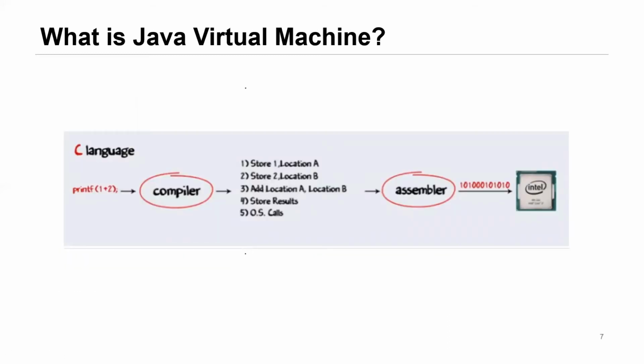Now that we understand assembly language, let's take a look at the process of the C language. Here, as an example again, we will print the sum of two numbers, 1 and 2. In C language, we do it this way: printf, open and close parentheses, 1 plus 2, then semicolon. But again, this can't be read by our computer, so it then needs a compiler.